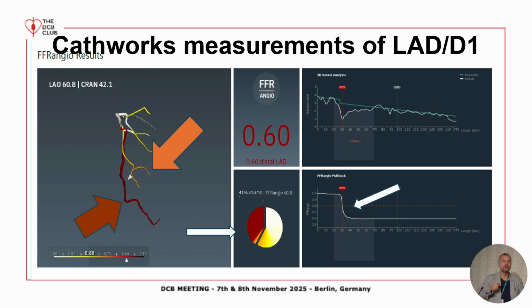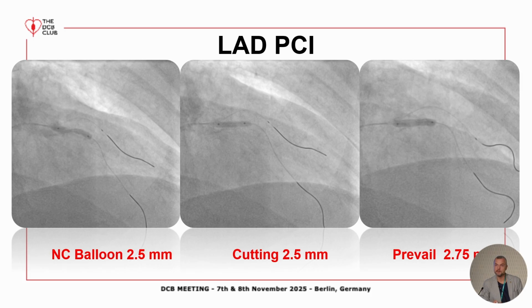It is also possible to have other information: where exactly the drop in pressure is, which is obviously consistent with the anatomy we've seen from the angio. It also gives us information related to the lumen, and the narrowing of the artery, as you can see, is pretty much consistent. So I did a PCI. That's my strategy; we can discuss the details later on.